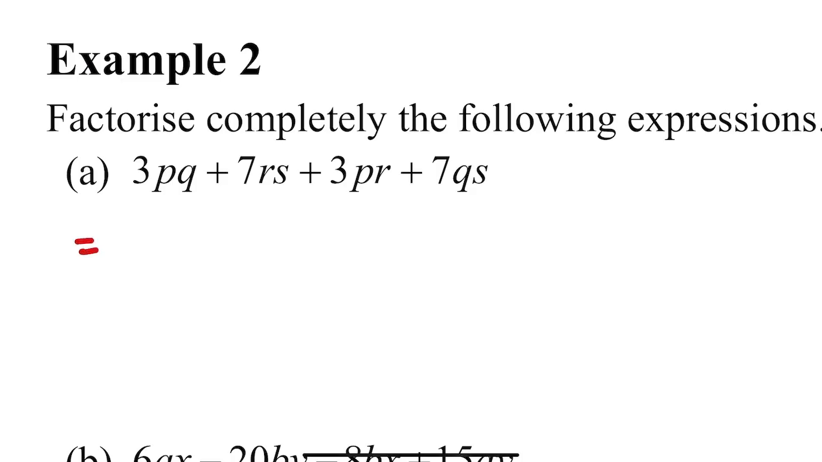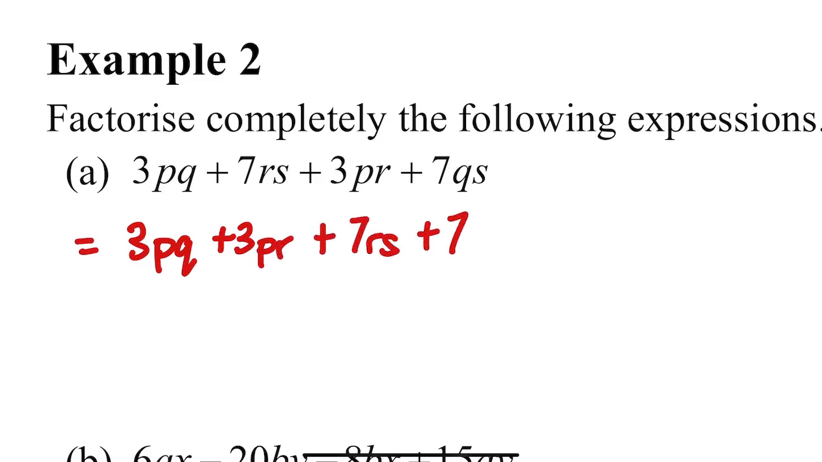So first step, analyze the terms. I realized that the first term I have is PQ, the second term RS, no common factor. What I should do is probably rearrange the terms. So maybe I can put this 3PQ plus 3PR instead. Then now I have plus 7RS plus 7QS.